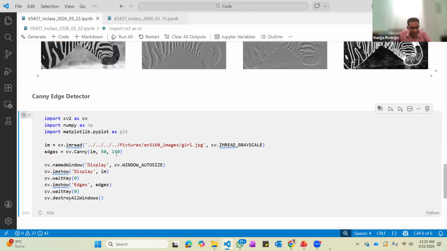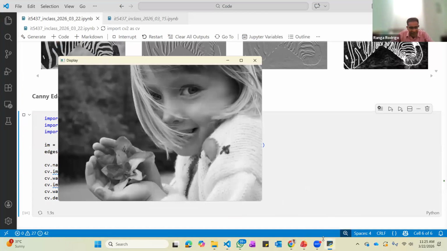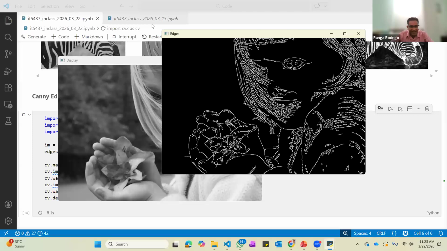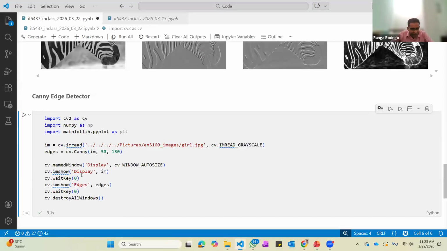Run this. You can see the girl's image here. If you hit a key, you will see the edges. I didn't use the same name, that's why I got two windows.